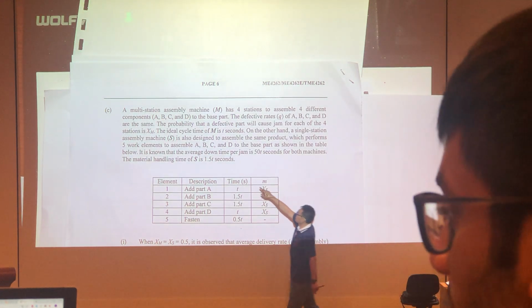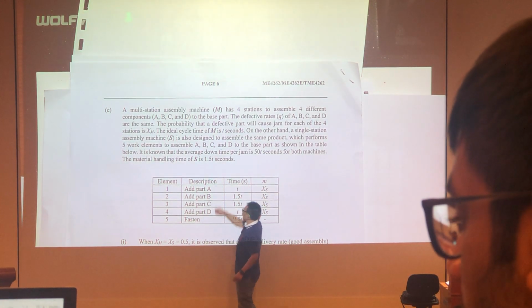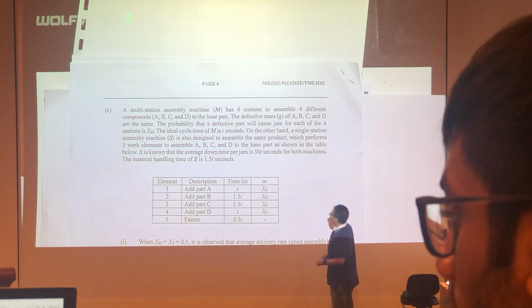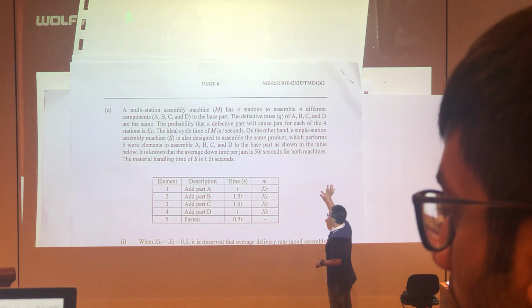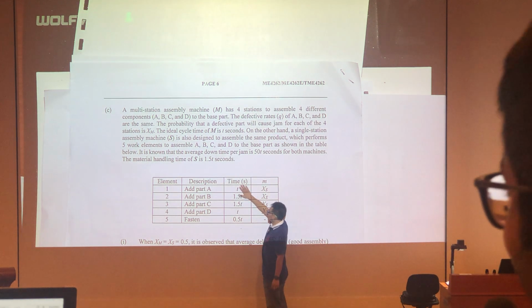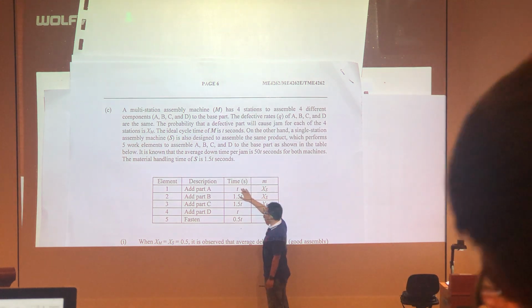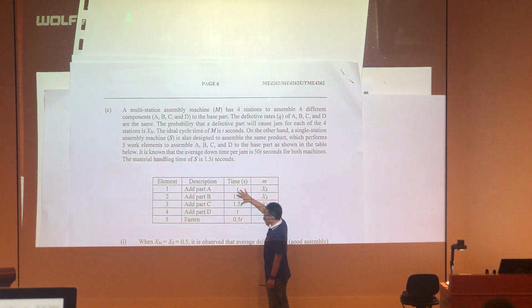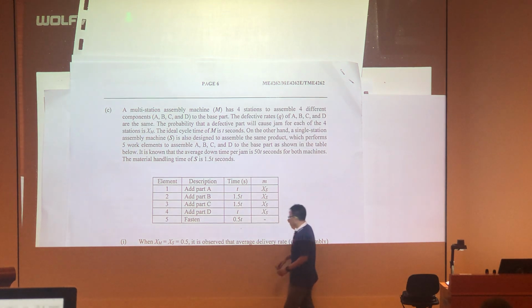Material handling time, TH, for the single station is 1.5 T seconds. Average downtime per jam is 50 T for both stations, and that is for a single station. You can see element times 1, 2, 3, 4. These 4 involve adding components. This one is not.